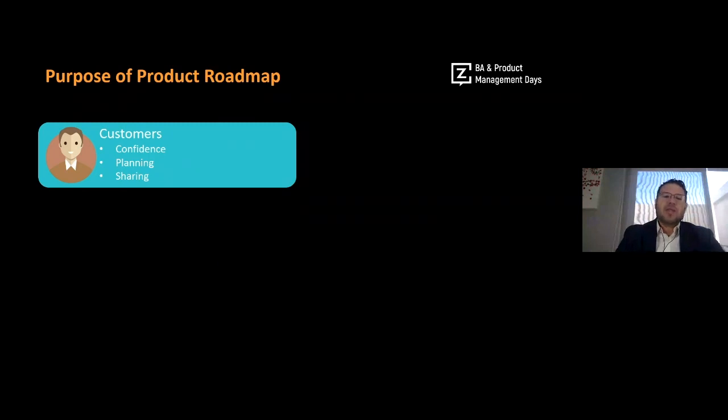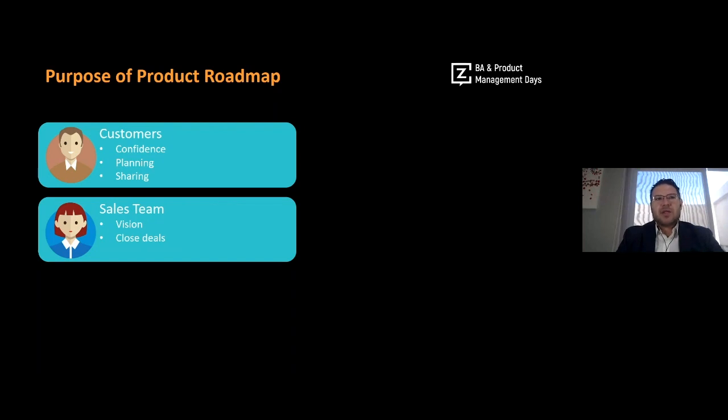The product roadmap serves several purposes for various stakeholders. For example, the customers. The product roadmap makes them feel confident that the product is actively evolving. The customer can plan the business depending on the overall direction of the product. And sharing the product roadmap with the customers regularly eliminates the conflicts or ambiguity between what the customer expects and what they will get.